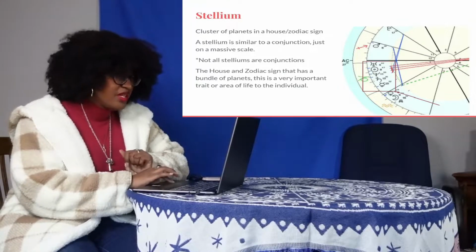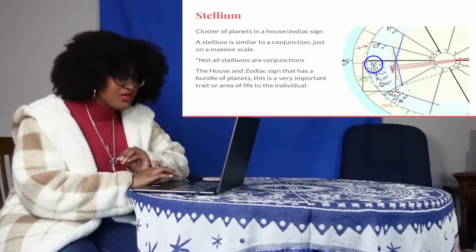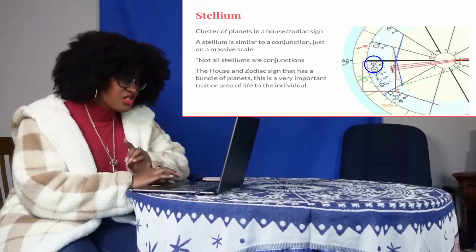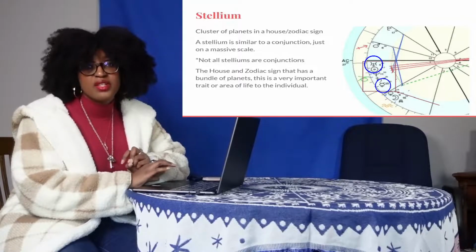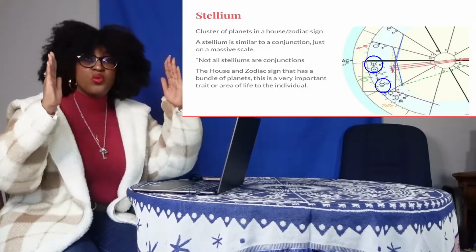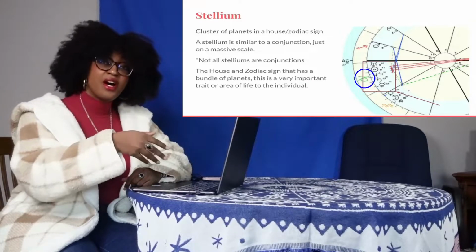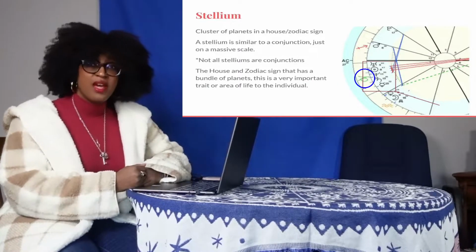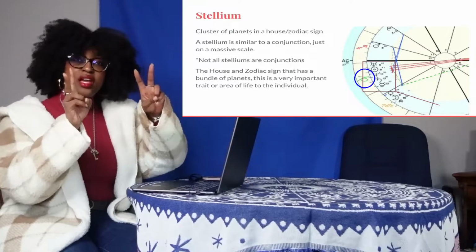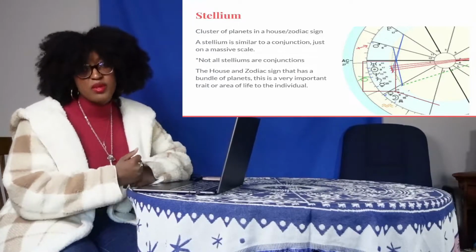So in this picture, as you see, all these planets are in a stellium. However, to better explain it, Uranus at 5 degrees is not forming a conjunction with Venus at 25 degrees because those two are way too far apart to form a conjunction. However, they are occupying the same sign and the same house. So therefore they are one and the same because they're forming a stellium.